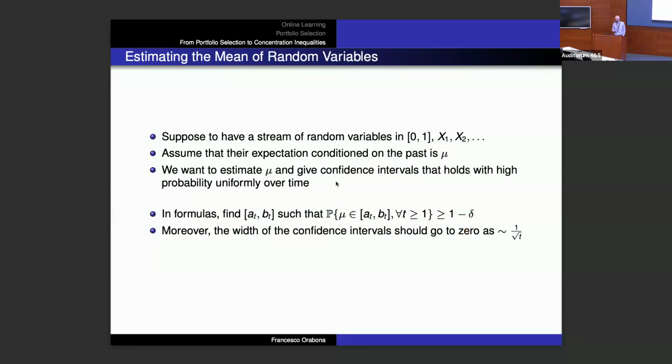Now, of course, the problem is trivial if I don't say anything else, because given that everything is in [0, 1], I might just output [0, 1] all the time, and clearly the probability is true. So I want something else. I want the width of the confidence interval to go to 0. And I know it should go to 0 at roughly 1 over square root of t. This is roughly the right rate.